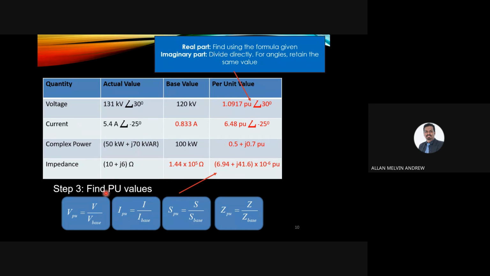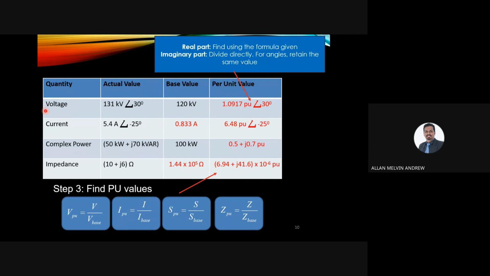So the real part you find using this. Let's say for voltage, V is 31k, so 31k divided by 20k. You're supposed to get 1.0917 pu. Write it like this. For the angle, it's a bit special. Just put the same angle at the back. If the angle is given, you just convert the real part to pu, then you put the angle 30 at the back.